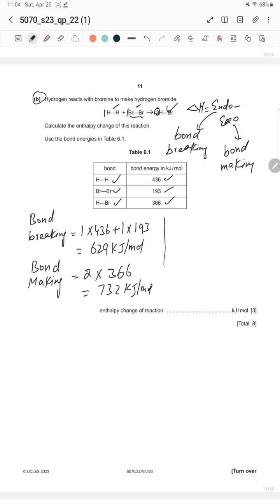Now substitute these values in the following formula. Delta H is equal to endo minus exo. For endo, that is bond breaking, the value is 629, and for exo, that is bond making, it is 732. Now the delta H for this reaction is minus 103 kilojoule per mole. It means this is an exothermic reaction. So write the value here, that is minus 103.